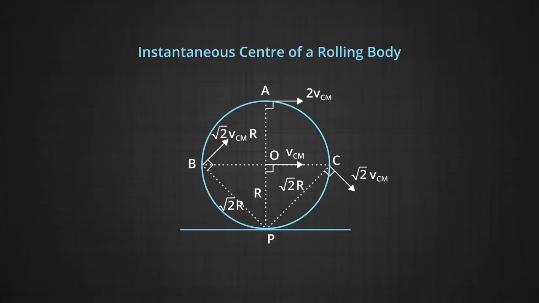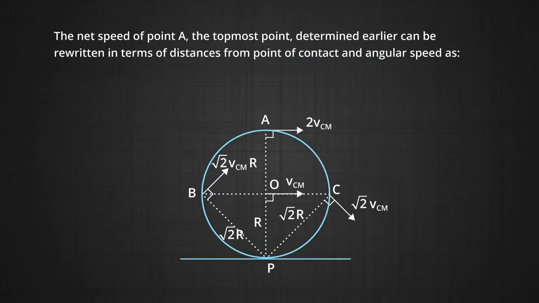Let's now try to find out the instantaneous center of a rolling body. For a disk undergoing pure rolling motion, as we have discussed, the point of contact P of the disk with the surface does not slip, which means the point P has zero velocity with respect to the surface. Therefore, the moment the point P on the disk comes into contact with the surface, it becomes an instantaneous center. The net speed of point A, the topmost point, determined earlier, can be rewritten in terms of distance from the point of contact and the angular speed: V net A, which is twice Vcm, can be written as twice r into omega.